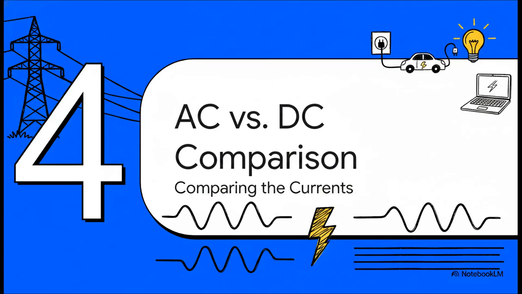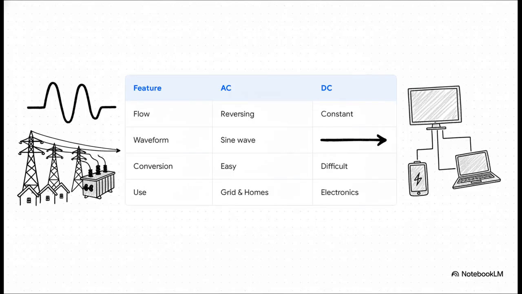All right, let's fast forward to today with Part 4, AC versus DC comparison. When you put them side by side, their distinct personalities are super clear. AC flows back and forth, creating that wavy sine wave, which makes it an absolute breeze to step voltages up or down for the power grid. DC, on the other hand, flows constantly in a straight line. It's totally flat, which makes it perfectly stable for energy storage and sensitive electronics.